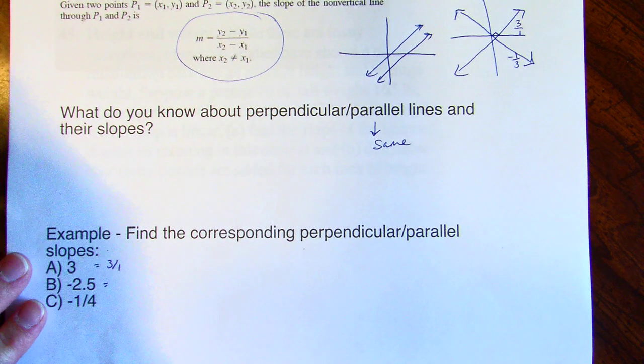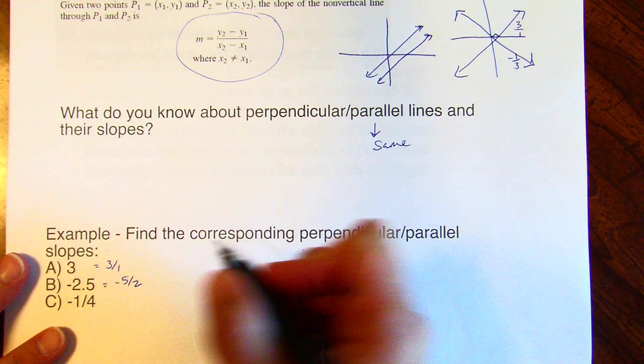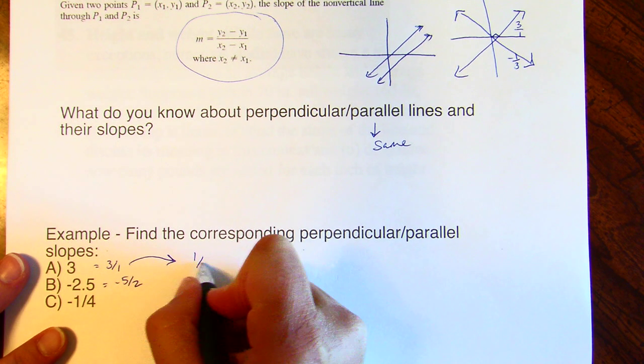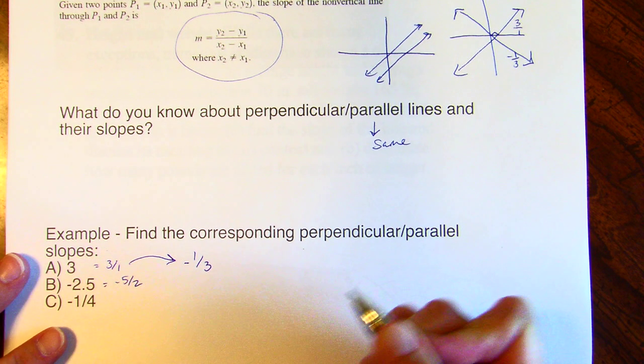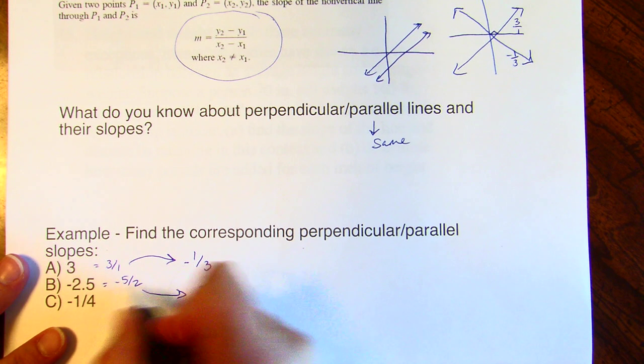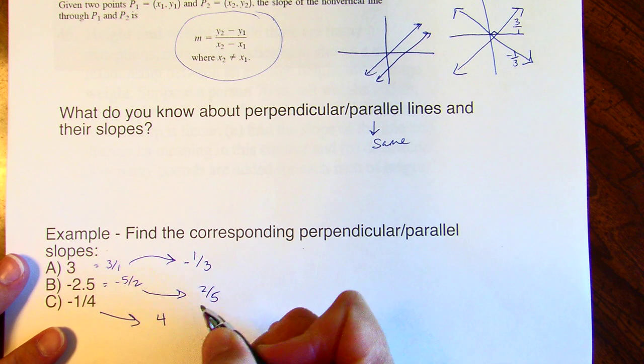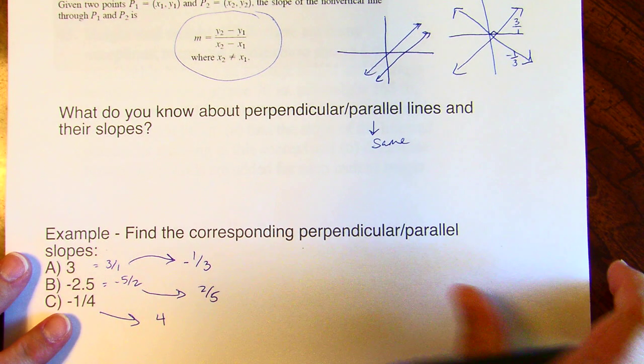So I got -5/2. So to make these parallel, or not parallel, I'm sorry, perpendicular, I'm going to flip them over, make it opposite, negative. So this one I'm going to make 2/5, and it's already negative, I leave it as positive. My last one is going to become 4/1, which is just 4. Since it's negative, it becomes positive. So that's your basics on slope.